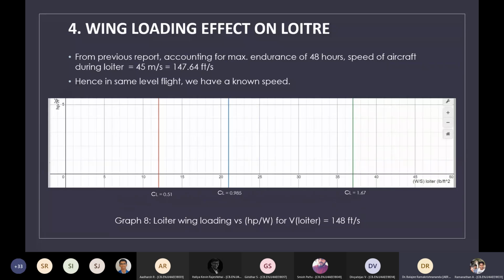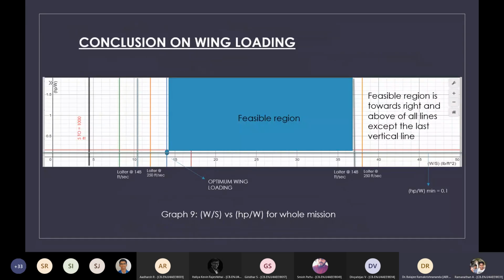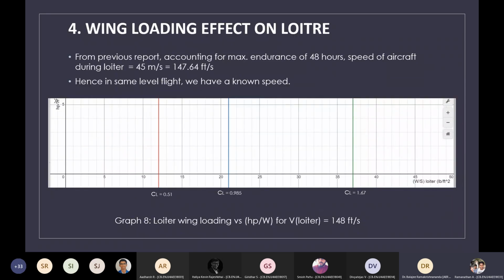Okay. Have you done the calculation or is something yet to be done? Sir, yes, I did the calculation, sir. Finally, what's your wing loading? I'll tell, sir. Come faster to that point. So this is the graph for the loitering condition.